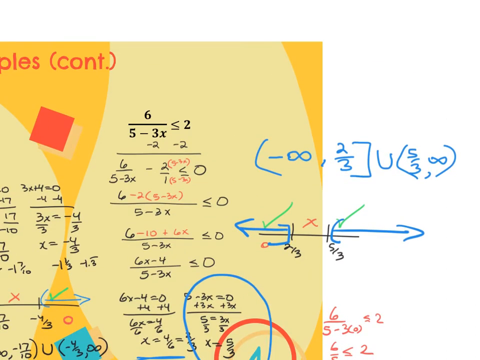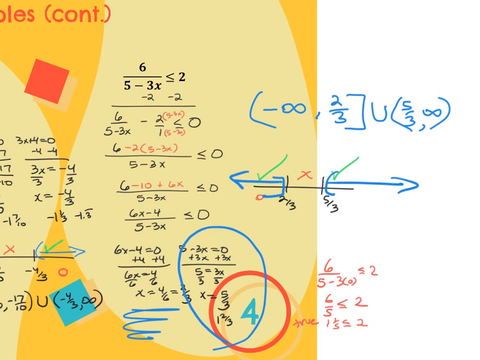Why does that one give parentheses and that one give a bracket? Okay, so whenever it's this symbol, so less than or equal to, or greater than or equal to, the only one that gets a bracket is the numerator answer. Okay. Everything else is always a parenthesis.